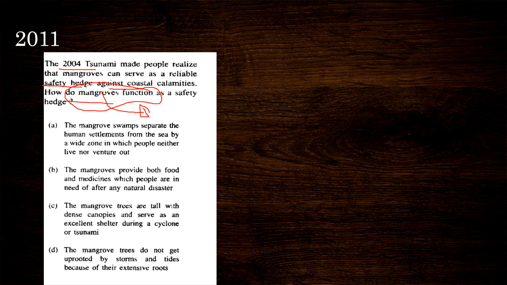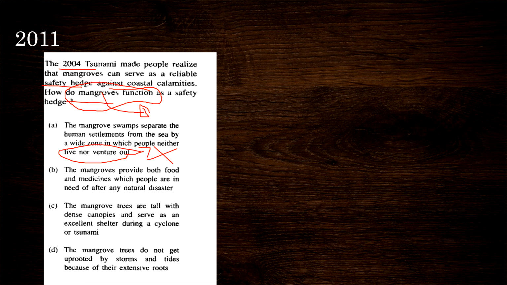The mangrove swamps separate the human settlements from the sea by a wide zone in which people neither live nor venture out. If you have the basic idea about wetlands, then this is not possible. The Kolkata wetland used to support people's drinking water needs. So not venturing, not living: this is not possible as far as wetlands are concerned.